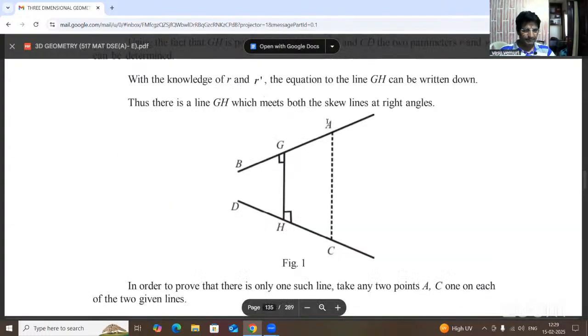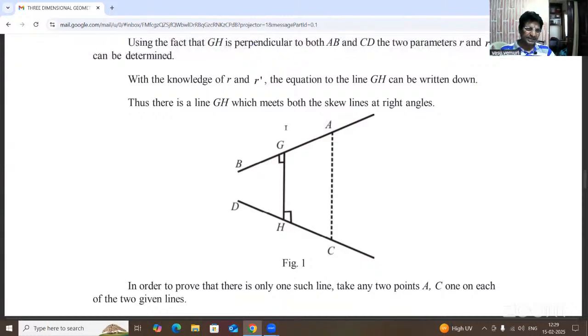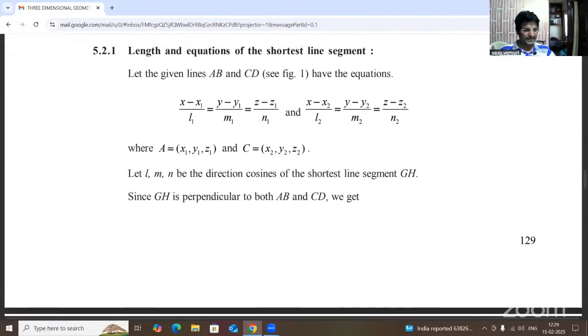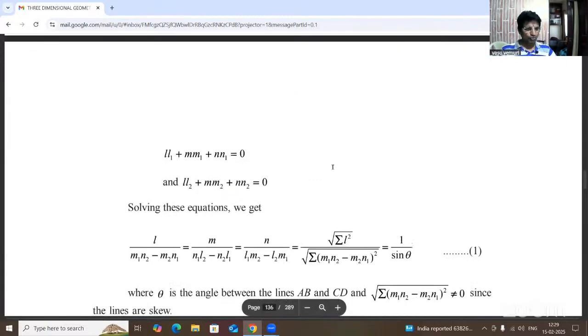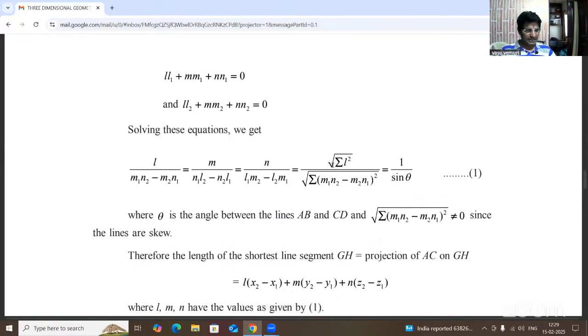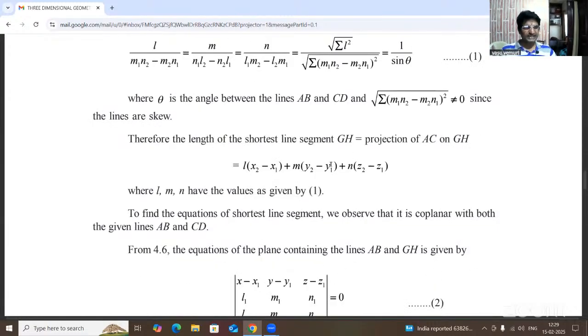These two lines are non-symmetrical because they are non-coplanar. Non-symmetrical means, first of all, you take AB, and in between, the point is G, so GH is perpendicular to CD. That's why AB and CD are two non-coplanar lines here, so GH is perpendicular to both AB and CD. So we are getting the length of the shortest line segment.